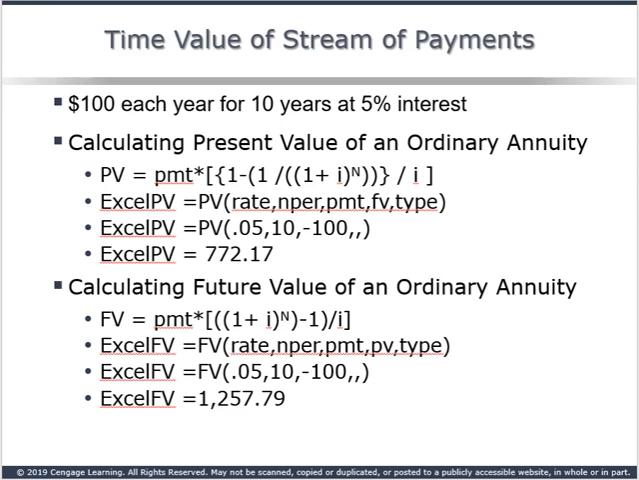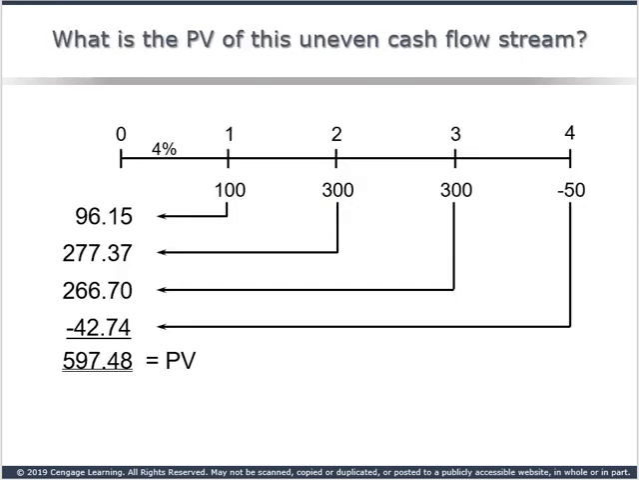The last is, what if we have uneven cash flows? Well, in the case of uneven cash flows, what we would have to do is discount or calculate the present value of each cash flow individually and then sum them up. And so we see here, if we were to take $100, discount it by that 4% to get a present value, we see that value there. The $300 over 2 years, $300 in 3 years, and then the negative $50 in 4 years, we come up with a value that represents the present value.